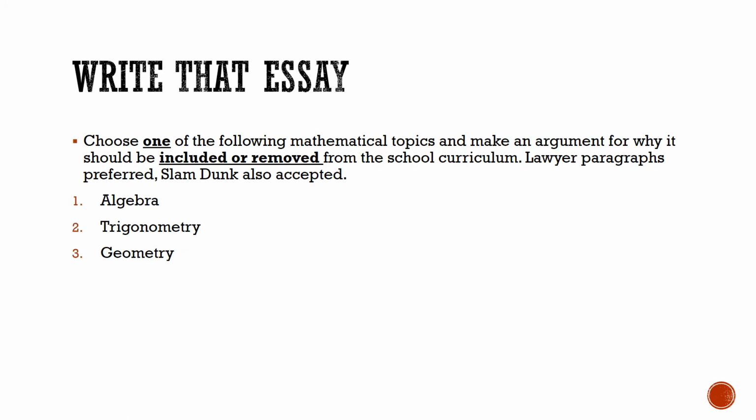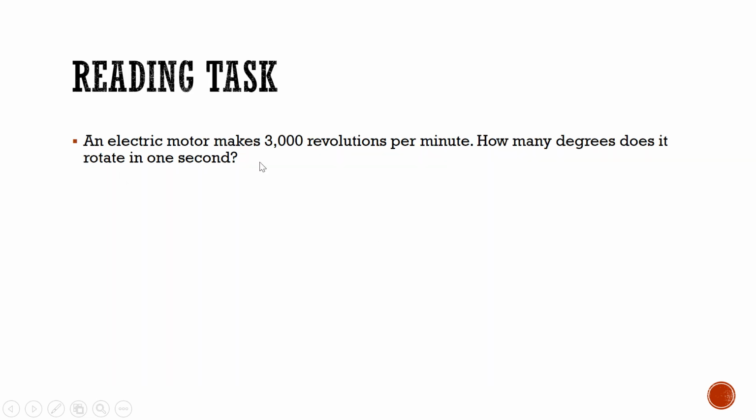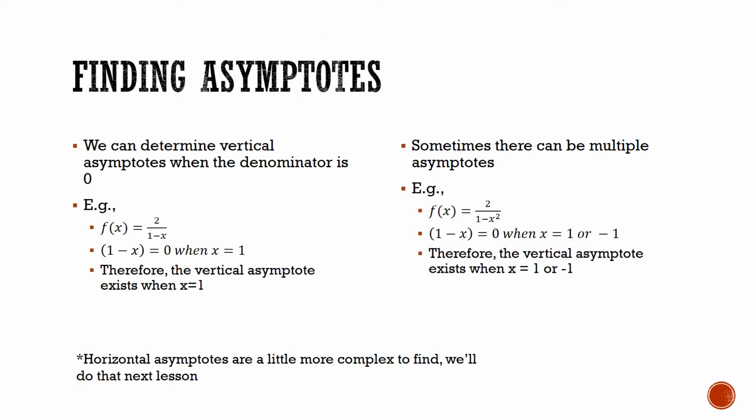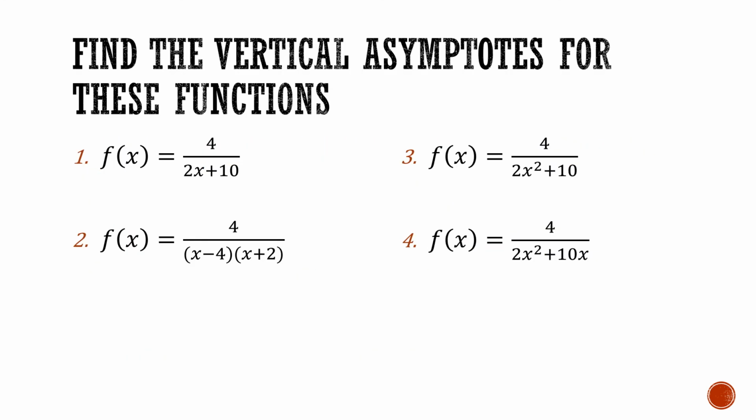I've already received one of these and it was great. Thank you, McKelty. So choose one of these 3 and explain why you think it should be included in the curriculum or removed. And that was actually a great read. If an electric rotor has 3,000 revolutions per minute, how many degrees does it rotate in 1 second? Relatively simple reading activity.